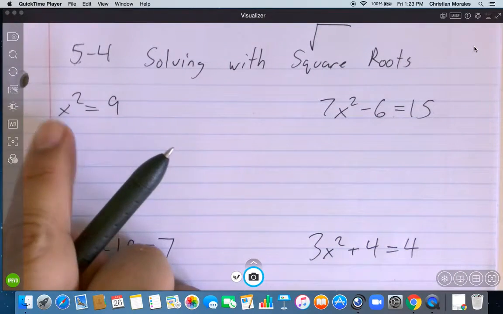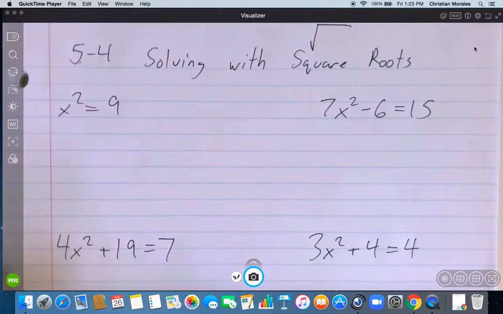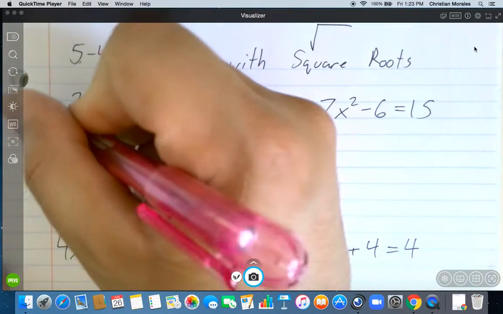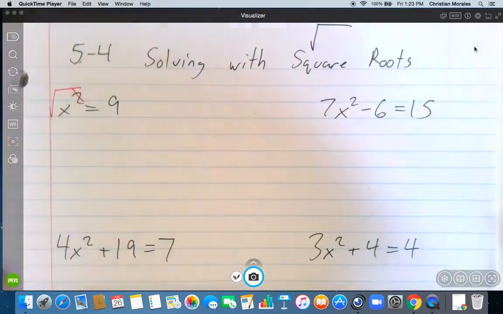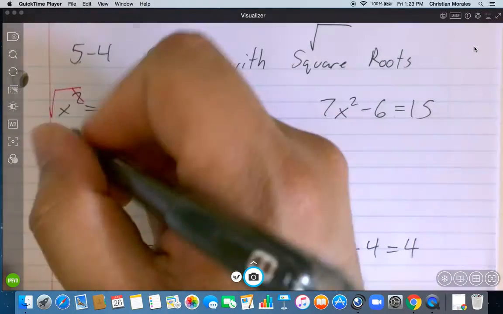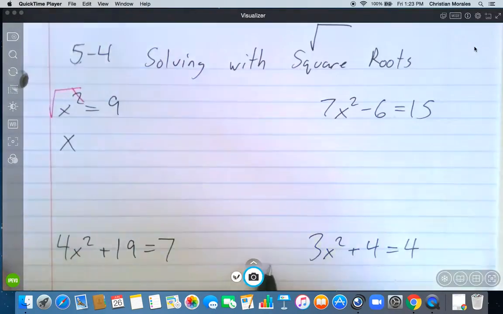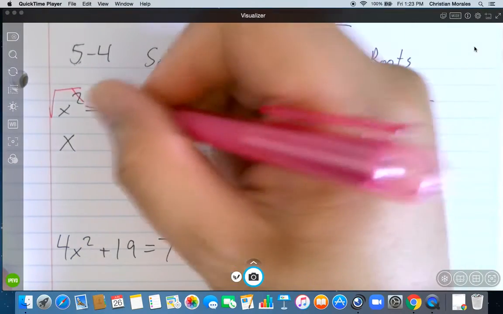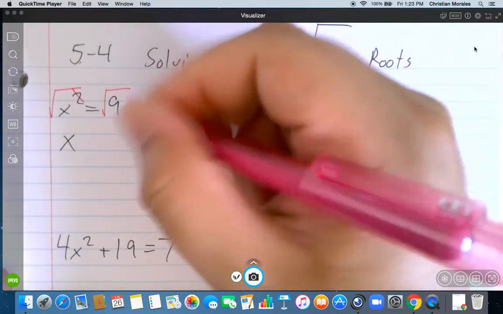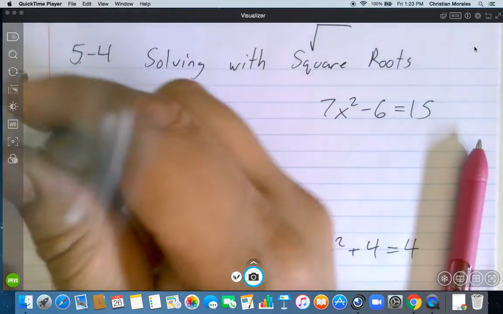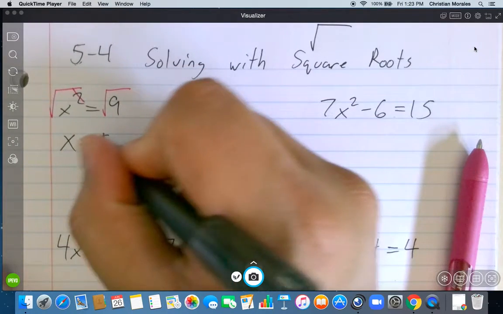So, for example, if x squared equals 9, what you're going to do with inverse operations is you take the square root to cancel out the power of 2. When you cancel out the power of 2, you're left with x. Now, the rule is, with inverse operations, whatever you do to one side, you do to the other, which means the answer is plus or minus the square root of 9.